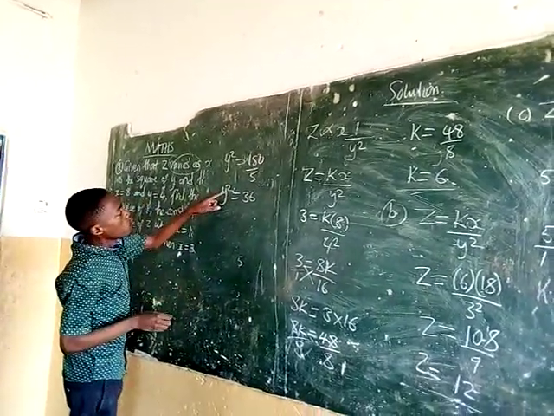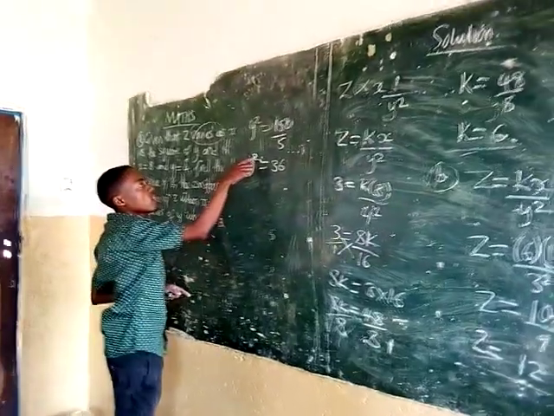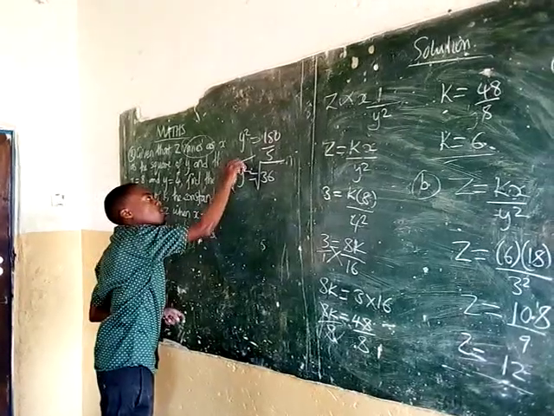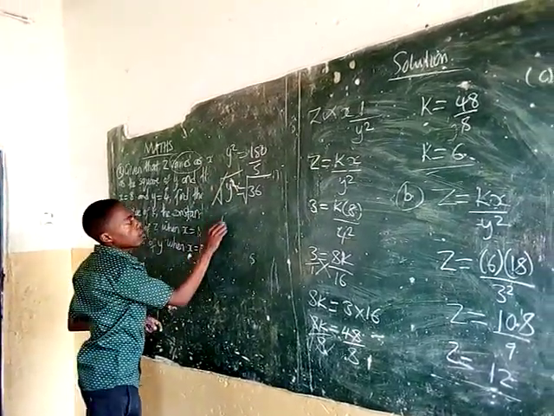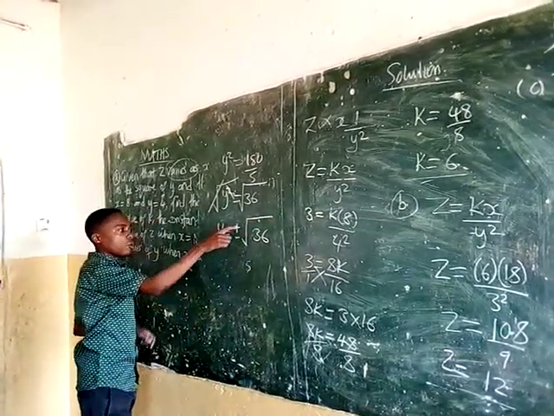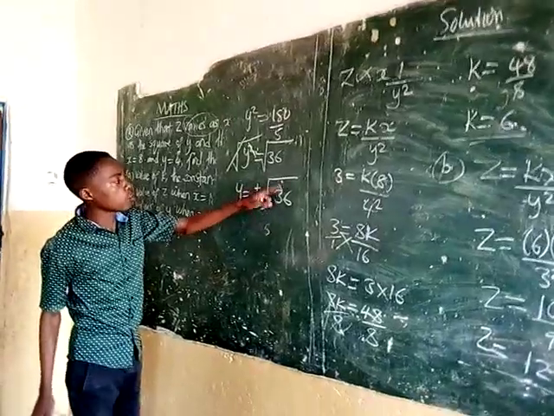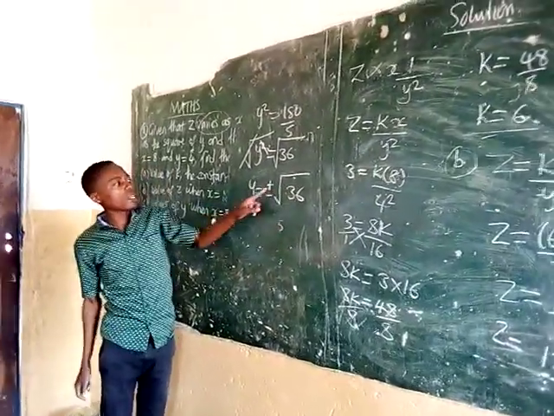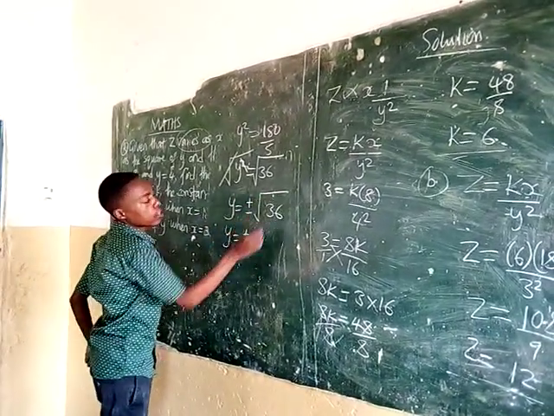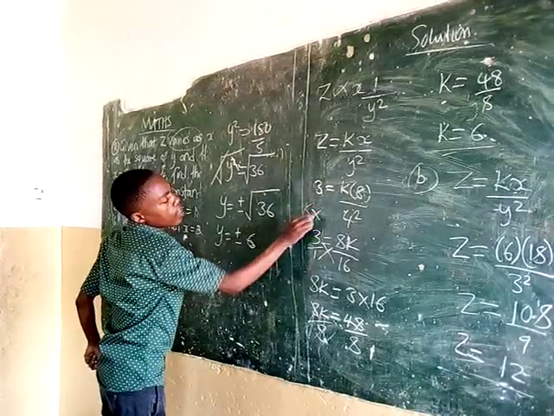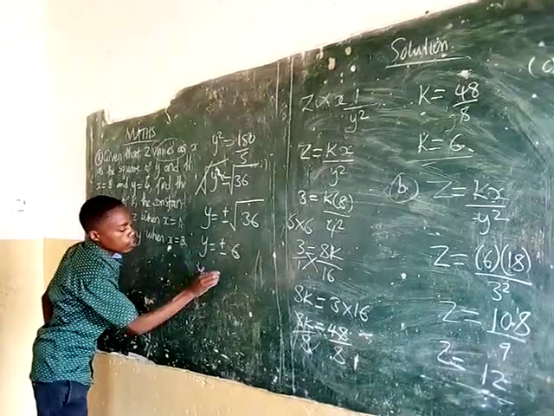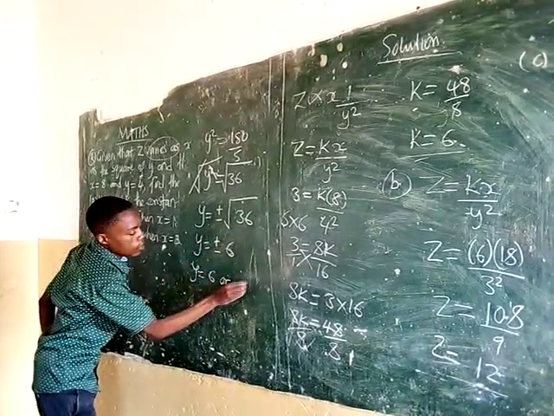So now we need to introduce the square root so that we can get rid of the square. A square and a square root will be eliminated, remaining with y is equal to positive or negative the square root of 36. Why positive or negative? Because the square root of a number can either be positive or negative. So y is equal to positive or negative, the square root of 36 is 6, because when you multiply 6 by itself, 6 times 6 will get 36. So y is equal to 6 or negative 6. So these are the values of y.